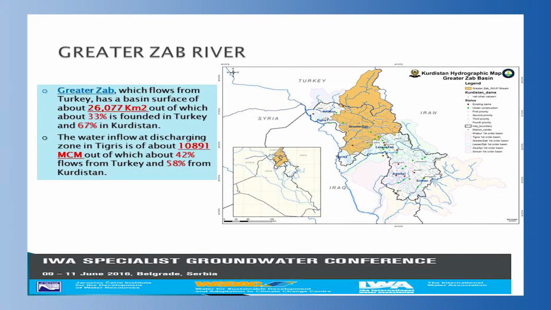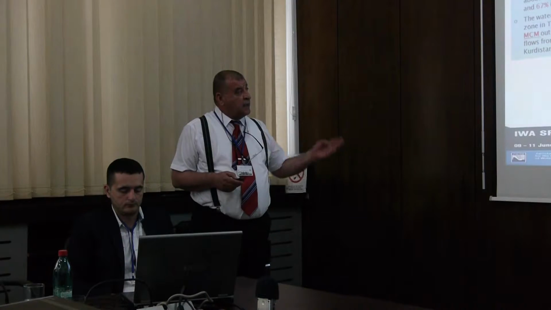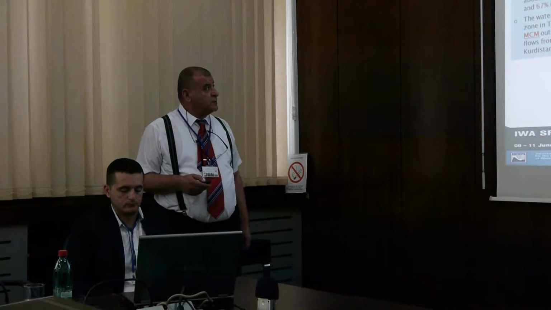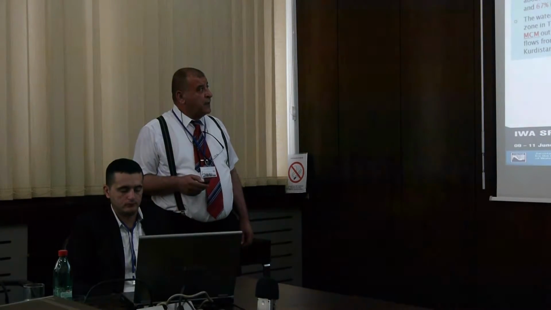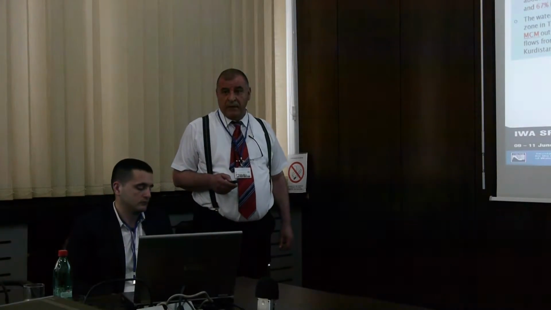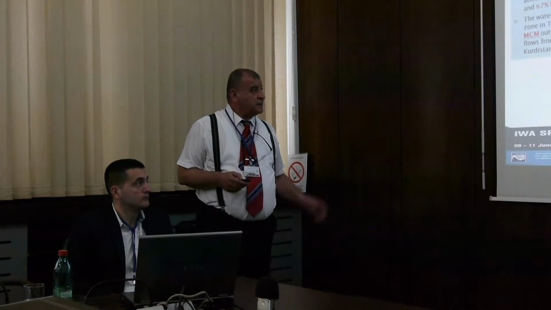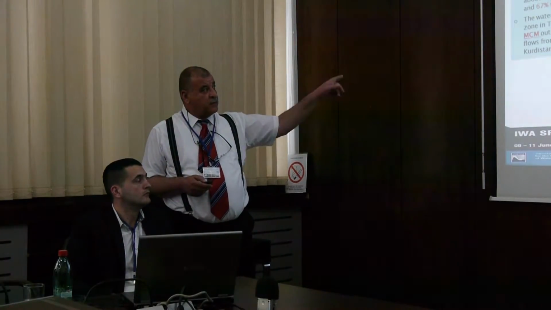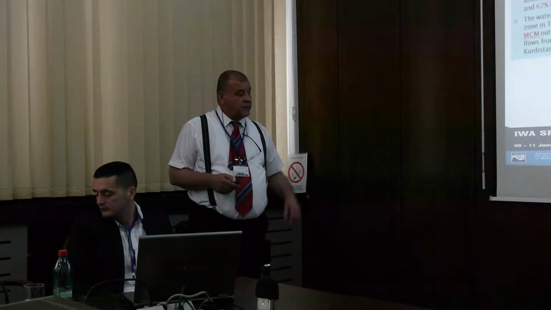The second one, which is the greatest, is Greater Zab. It covers an area of 26,077 square kilometers, of which 33% is in Turkey and the rest in Kurdistan. The annual discharge is about 10,891 million cubic meters. It's almost the same as the discharge of the river Tigris when it meets this Greater Zab.